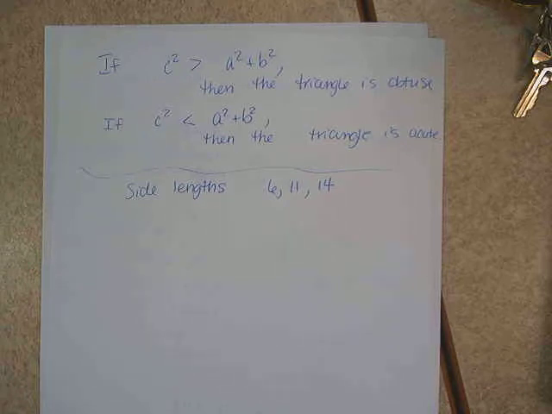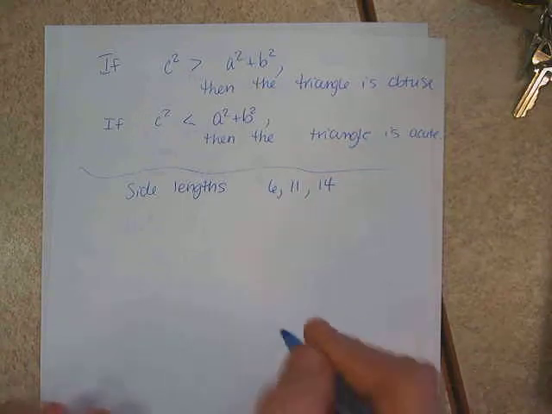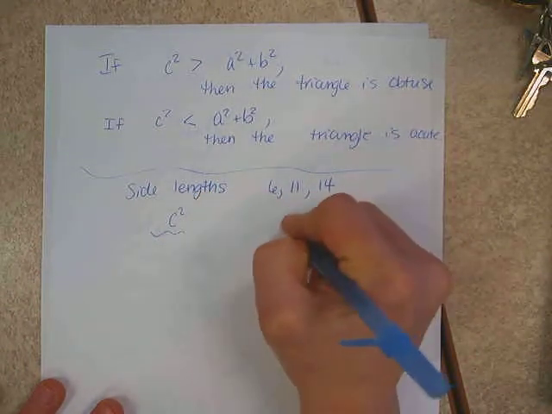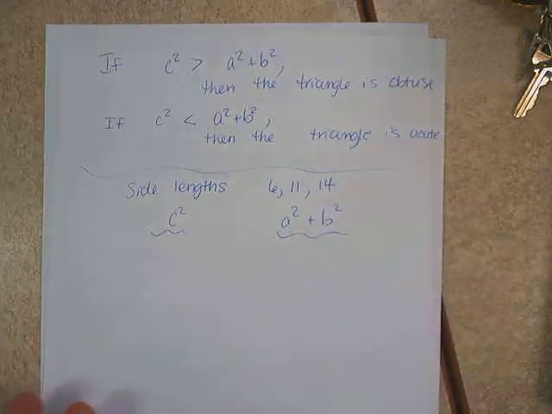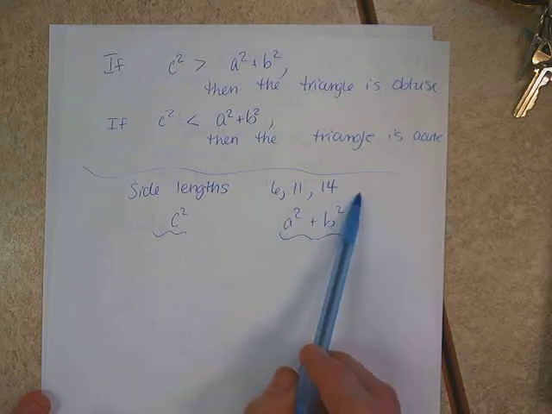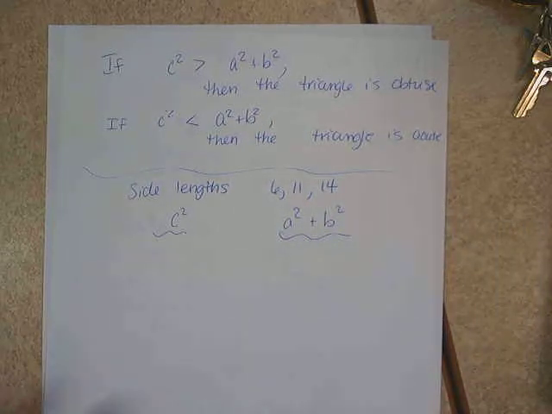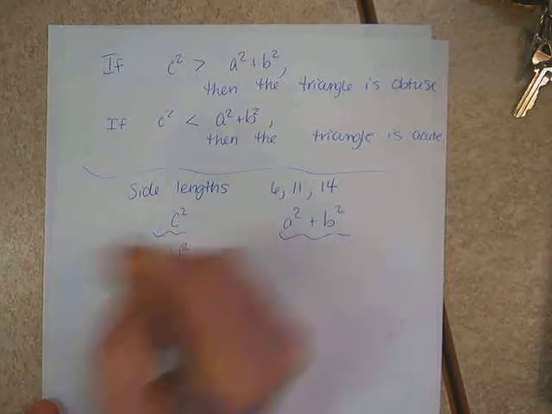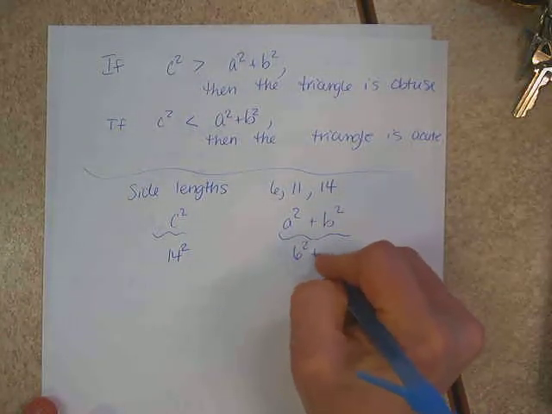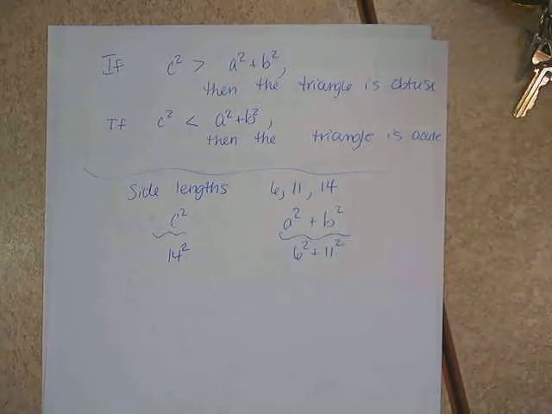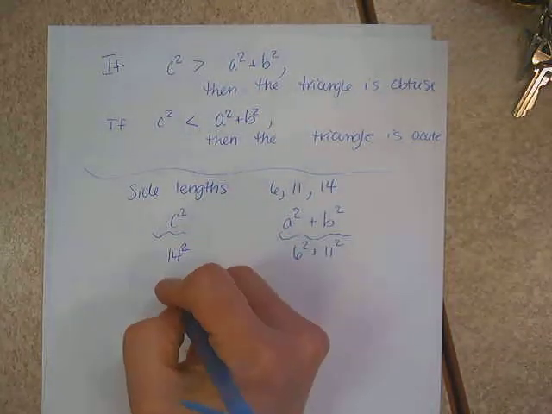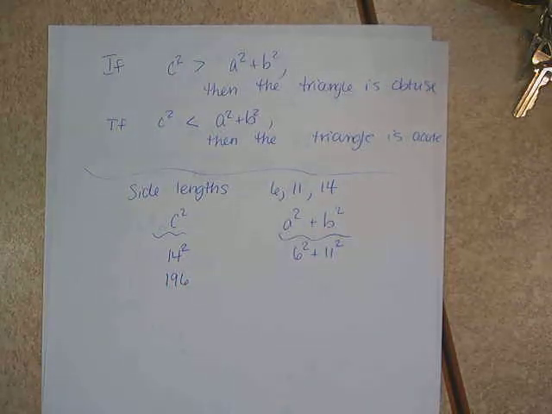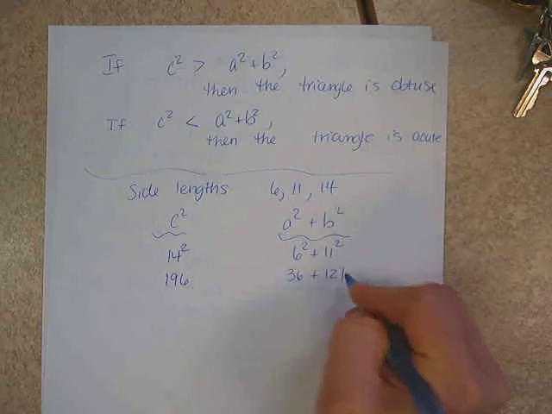So if we have side lengths 6, 11, and 14, you're not going to put in a symbol yet, but we're going to set up c squared and a squared plus b squared, because we're going to do a comparison. Okay. The most important part, again, is picking out c. So which one is supposed to be c? 14. So we're going to do 14 squared, and we're going to compare it to 6 squared plus 11 squared.